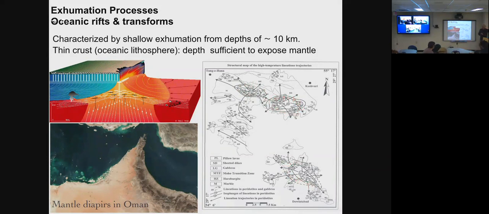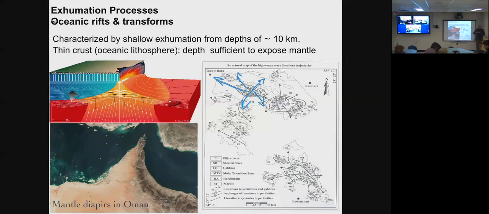And what these domal structures represent are centers of spreading along an oceanic spreading ridge that has been later obducted onto continental crust. These arrows here point towards crystallographic preferred orientation measured in olivine. And you'll notice that these spreading directions, quantified by CPOs of olivines, are radial. Okay?